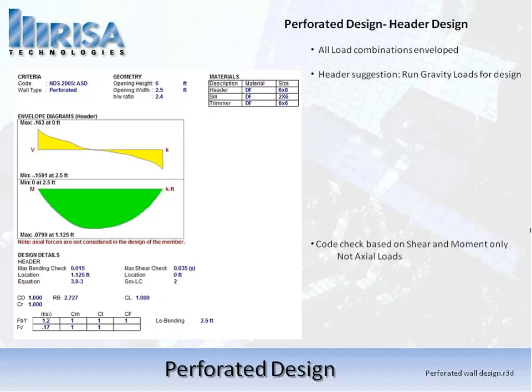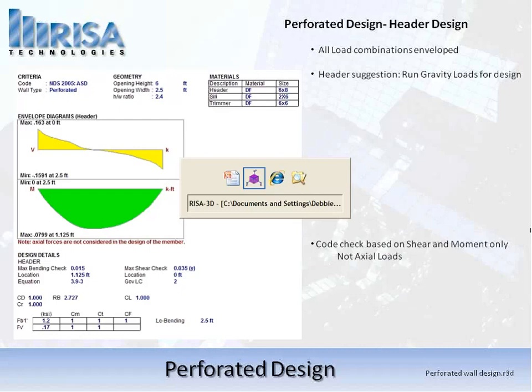Also, you see here that the code check is based on the shear and moment only, not on the axial loads. Okay, so from experience, we saw that axial loads are not something that you're going to be designing your header for. So we took that out, and you're just getting those shear and moment diagrams.